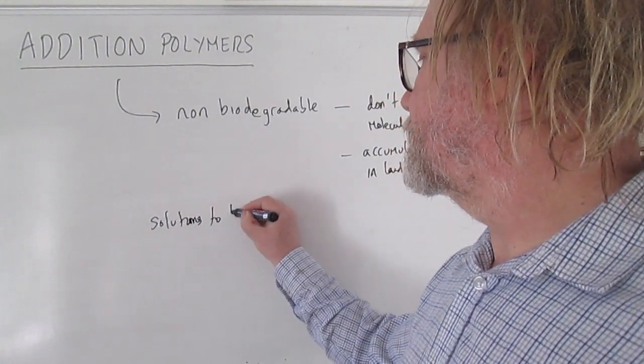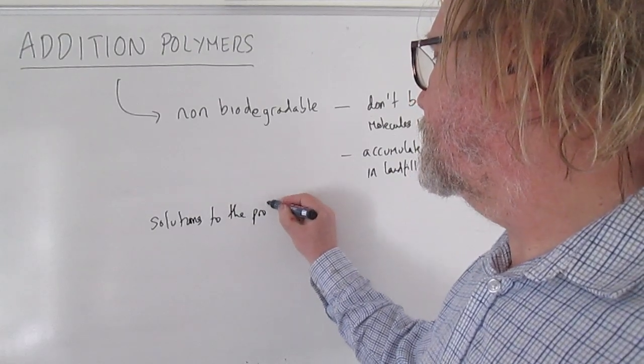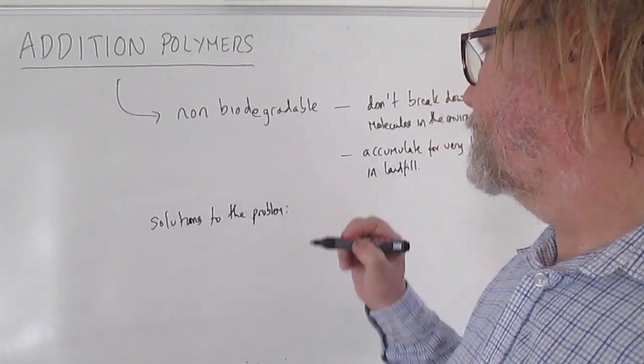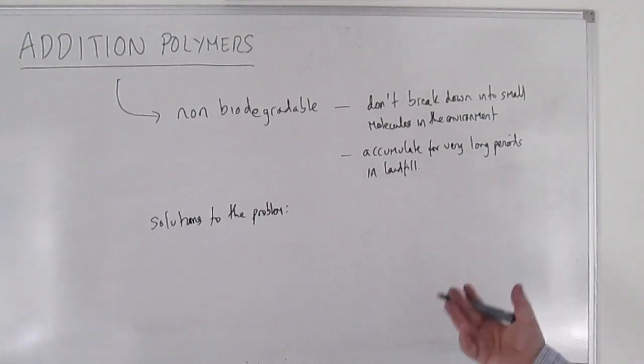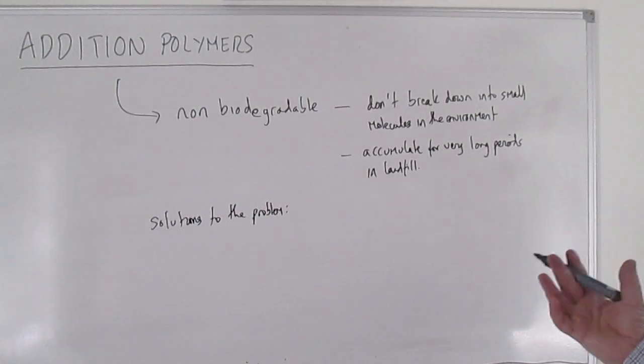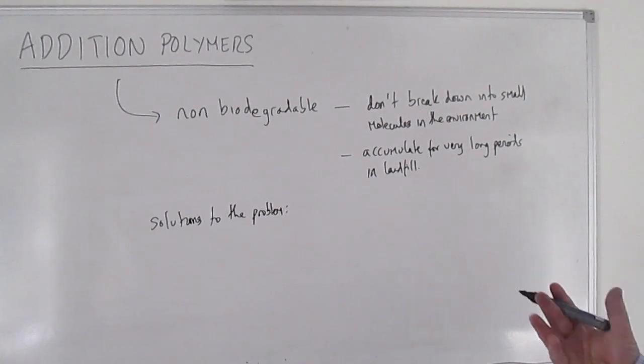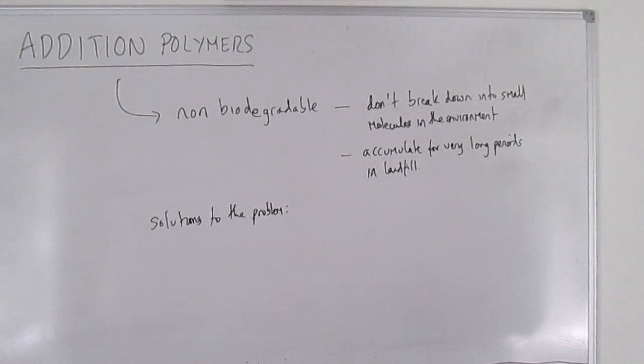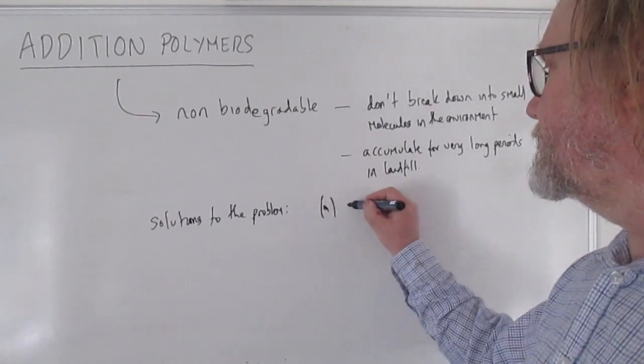The obvious one is recycling, and obviously that's done on a big scale. There's not really much sort of chemical to say about that, but it is, I guess, the best answer to the problem. But there are other possibilities, so we'll just mention that one, but we won't really say any more about it.